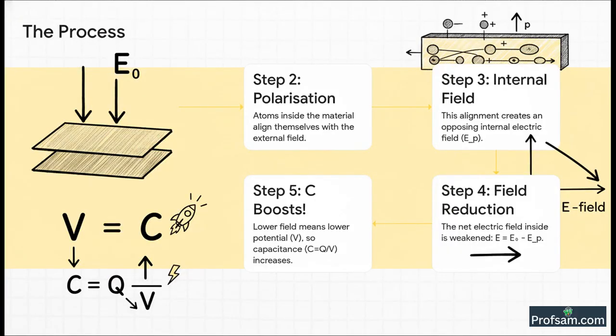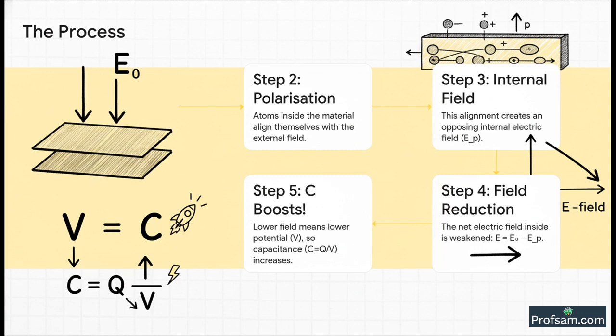Okay, let's break it down. First, between the capacitor plates, we have an external electric field. Let's call it E naught. Now, when you place the dielectric inside this field, its atoms or molecules get stretched and aligned. This process is called polarization. This alignment creates a tiny electric field inside the dielectric, called EP, which points in the opposite direction. It's like a small counterattack. So what's the net result? The overall electric field inside gets weaker. The new field, E, is just E naught minus EP.